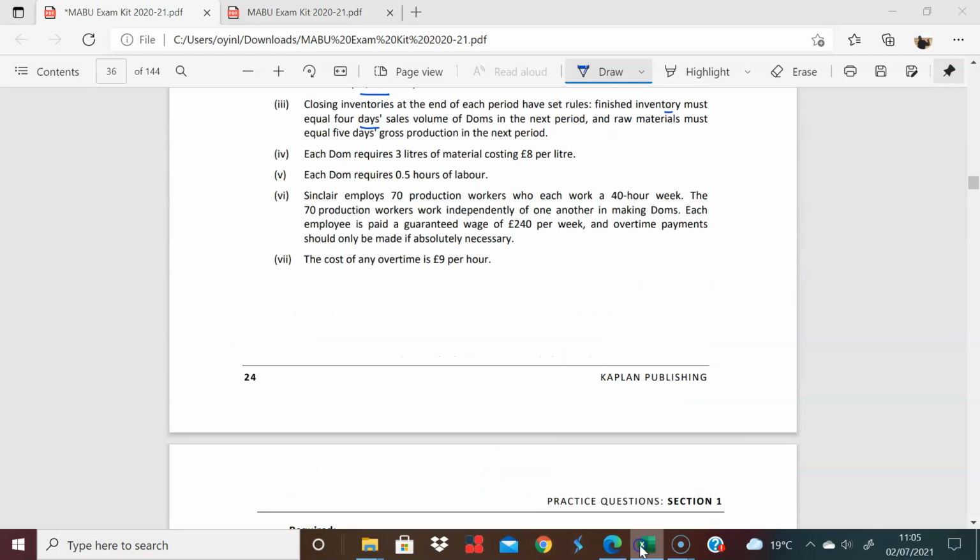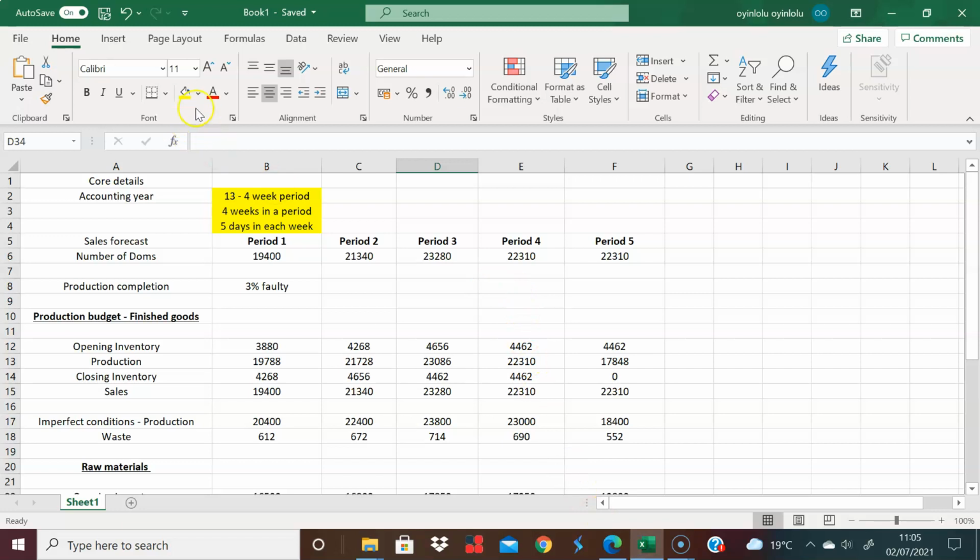So I'm just going to come to this. I've actually been working on this and put a spreadsheet together, but I'm going to work through my spreadsheet now. We're dealing with a year of 13 4-week periods. There's 4 weeks in a period, and there's 5 days in each week. So this is the sales forecast. This is what we intend on selling. Here we have our opening inventory given to us in this first case, and this is the selling that we intend on doing in period 2.